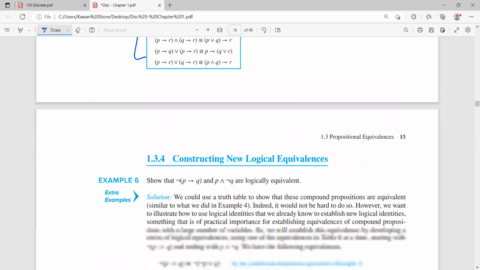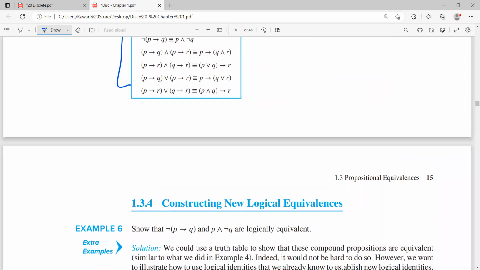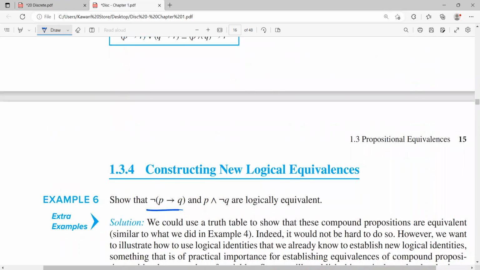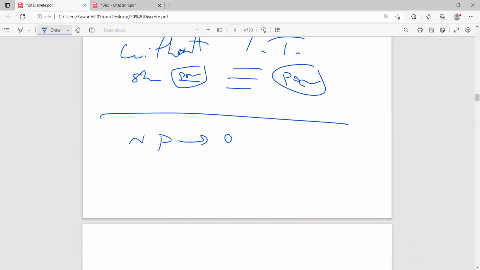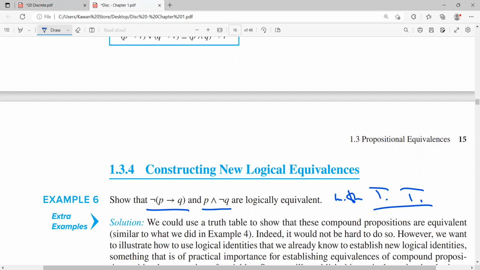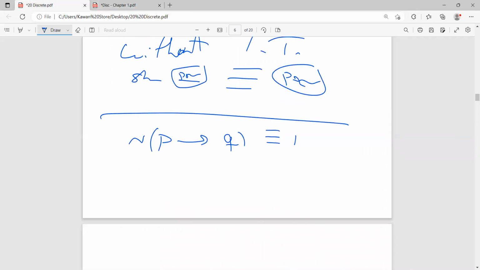So to understand, go to the first one here and look. Show me these two are logically equivalent. What do you mean by logically equivalent? It means show me by what? Without truth table. So how do we show it? Now we are going to use these. I have negation P implies Q, am I right? I want to show that it is equivalent to P and negation Q. That's my question. Show me without truth table.